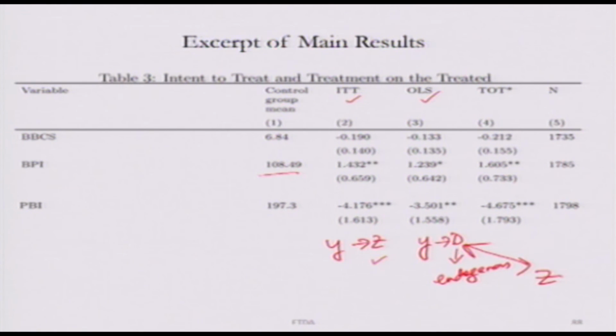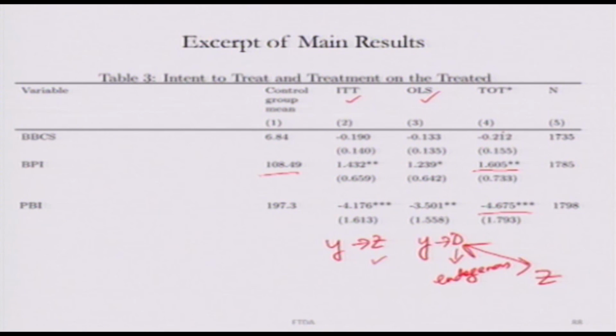Okay. By using Z as an IV for D, you estimate the treatment on the treated, the coefficient that we are interested in specifically, and what you see is that the treatment on the treated also shows a positive impact of the program on negative behavior and a negative impact of the program on positive behavior on the children. So, we can say that the program had negative impact on the non-cognitive behavior of the children, but no impact on the cognitive behavior of the children.